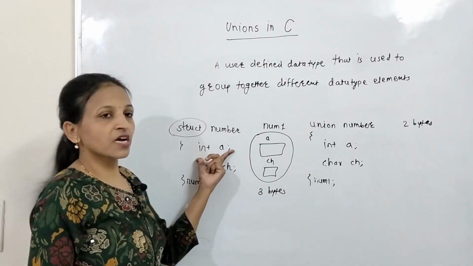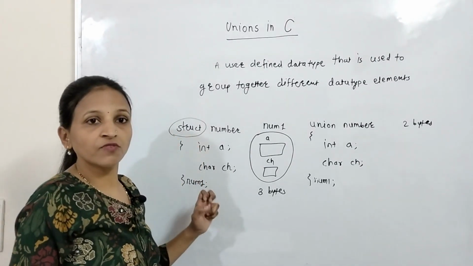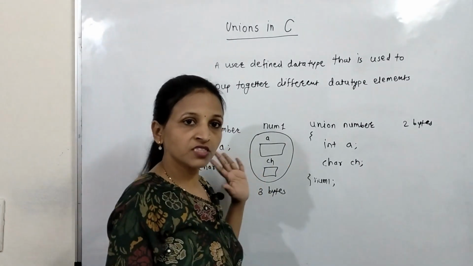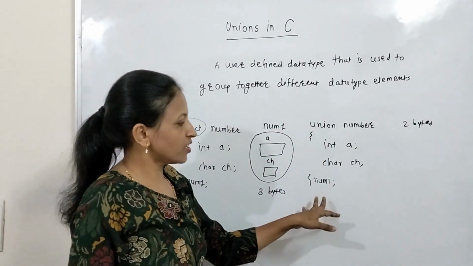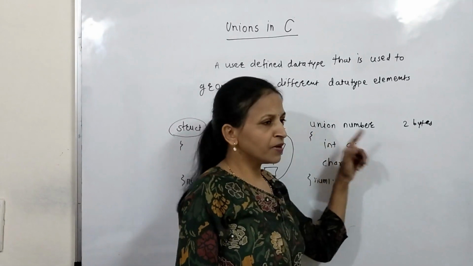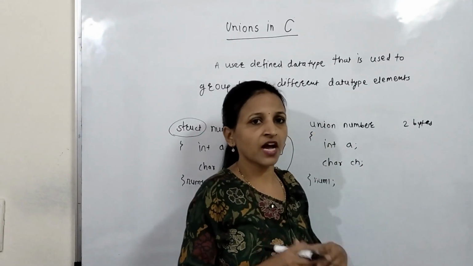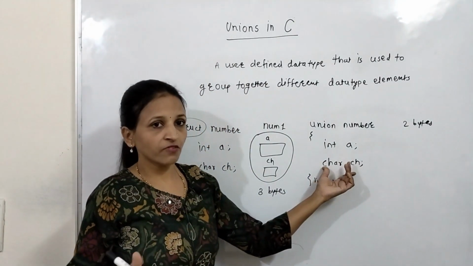Here this member requires 2 bytes, this member requires 1 byte, that's why 2 plus 1, 3 bytes will get allocated for this structure variable, one variable of that structure. And here whenever we create one variable of that union, then whatever the highest storage requirement of any member, that will be checked.